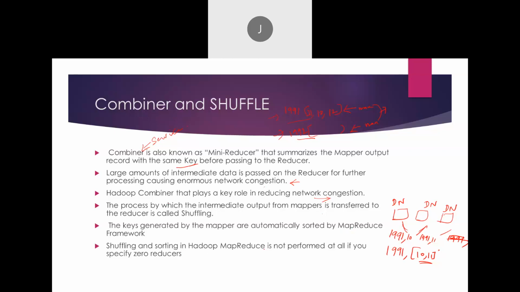Shuffling and sorting in Hadoop MapReduce is not performed at all if you have zero reducers. Zero reducers is possible in some cases, like when you don't want to find the maximum value, you only want to list, in our case, the temperatures registered in 1991. In that case, you don't have to do any aggregate function, any sum, or any average. You don't have to write a reduce method at all, and this phase will not happen at all. Shuffling and sorting of a MapReduce will not happen.